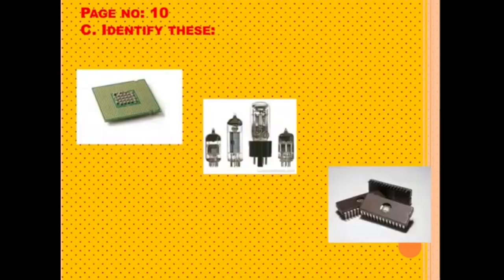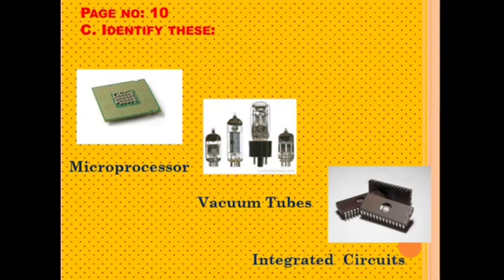Now the next one. What is that? Yes, it is a microprocessor. In which generation is it used? It is used in the 4th generation. The next one is vacuum tubes. Where are the vacuum tubes used? In the 1st generation, vacuum tubes are used. The next one is integrated circuits. This integrated circuit is used in the 3rd generation. Okay, note it down, students.